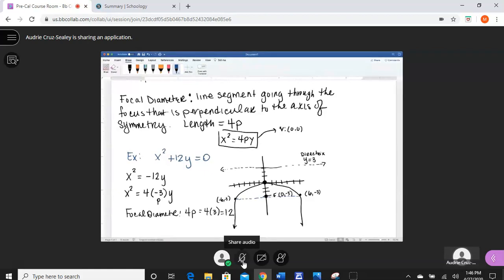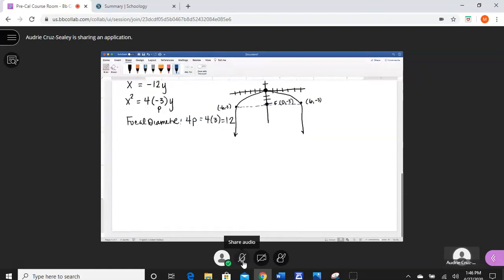On the next page, we're going to do this one together. First, let's start with notes. At the very top of the page, you should see that you have y squared equals 4px. Notice how the y is being squared. So this does not open up or down. This opens right.